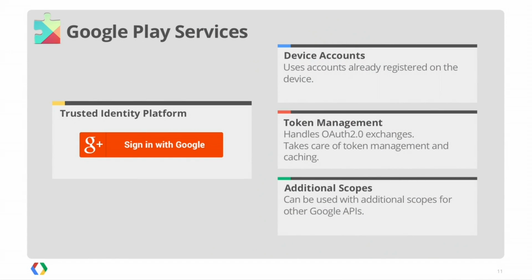And if you do want to use a Google API which is not part of Google Play services, you can still do that. All you need to do is include the scopes when you set up the Plus client in the first place, and then you can grab that token and use it with REST APIs and other client libraries.